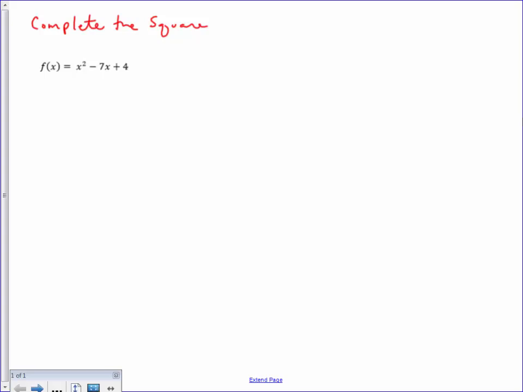Here's another example of how to complete the square on a function. My first steps are to separate the x squared term and the x term from the constant term. So I'll move my constant term to the far right side. Now, we also notice in this particular problem there was an understood 1 in front of x squared.